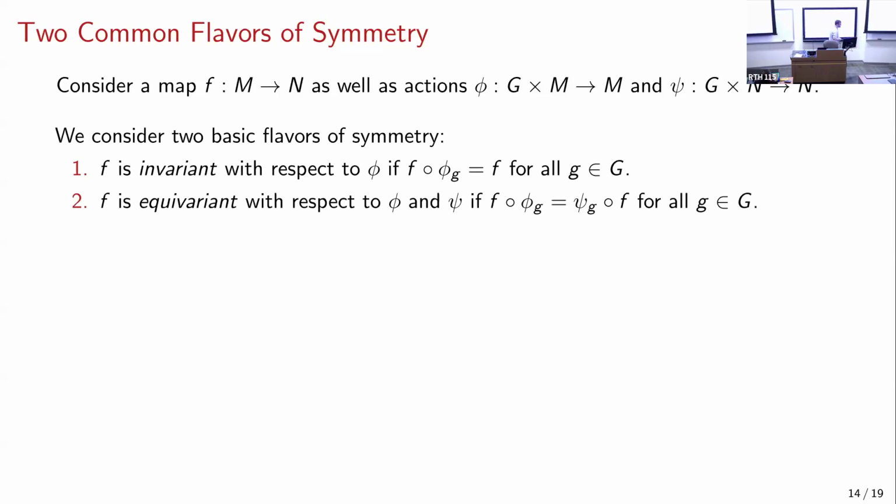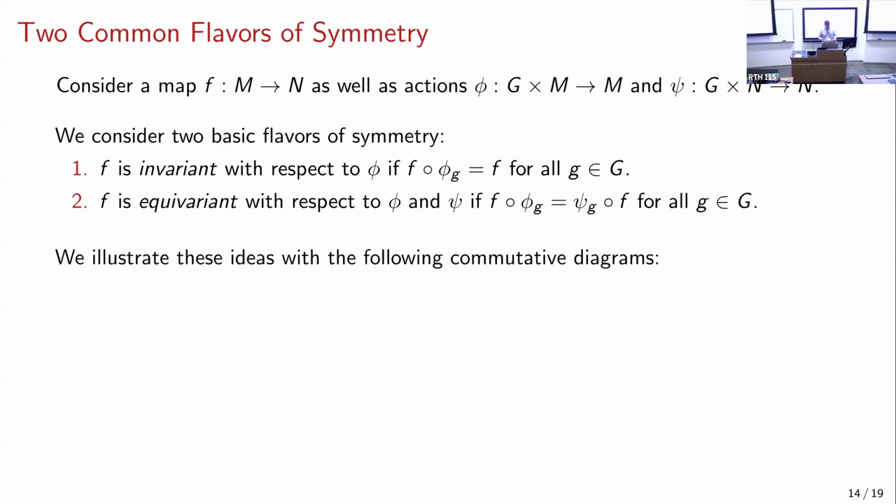On the other hand, we'll say that F is equivariant with respect to both of these group actions if I get the same result whether I compute F and then transform the output in the codomain space, or I first transform in the domain using this other action and then compute the function. We'll call that equivariance. We can illustrate these two ideas in what are called commutative diagrams.